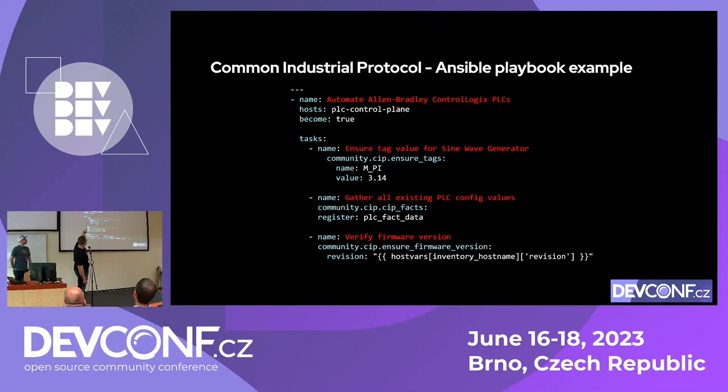We want to define whether or not we're going to do privilege escalation. So become is to become a more privileged user. As part of the privilege escalation, we have a set of tasks. Each of them has a name. I have an indentation error. Please ignore that.